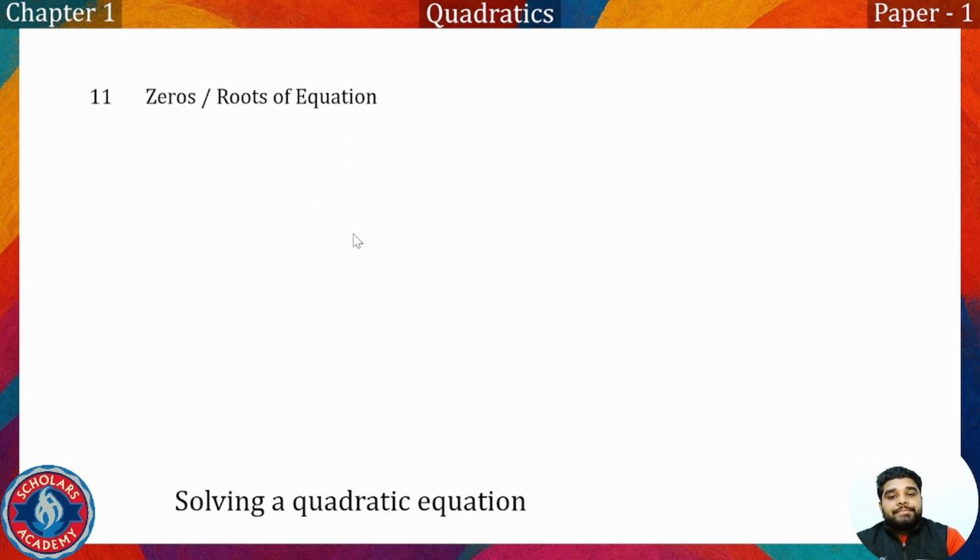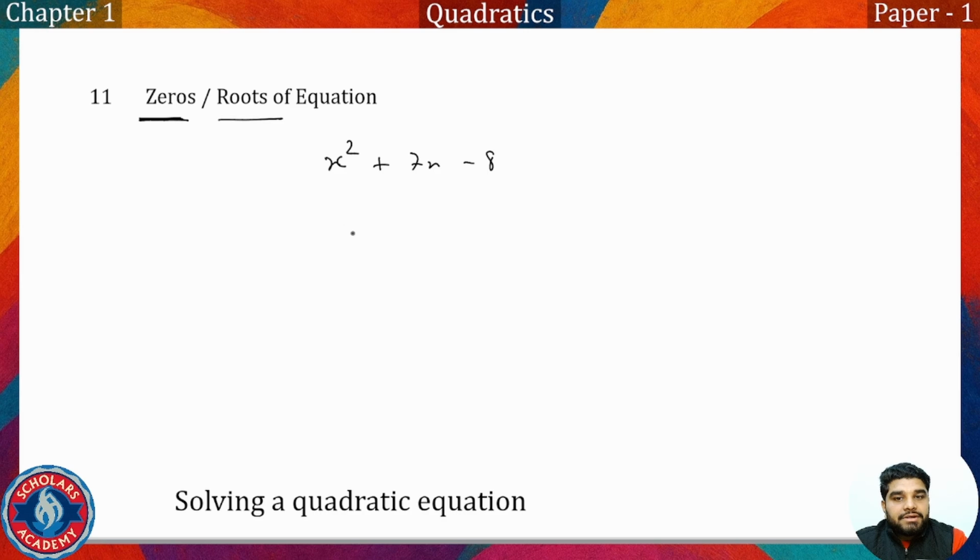Now if I want to talk about the zeros of a quadratic equation or any polynomial equation, zeros are those particular values of x which, when substituted into this particular polynomial equation, give us a result of 0.